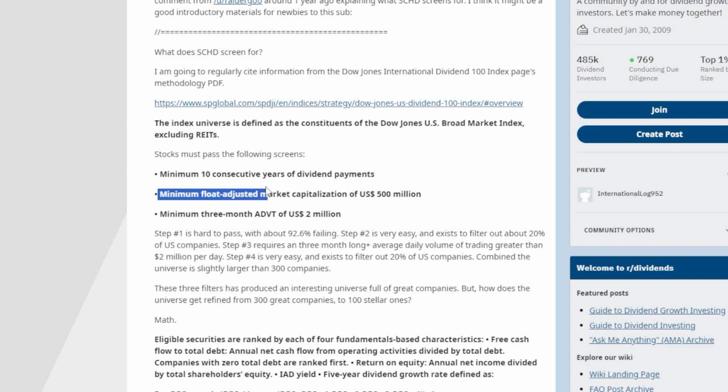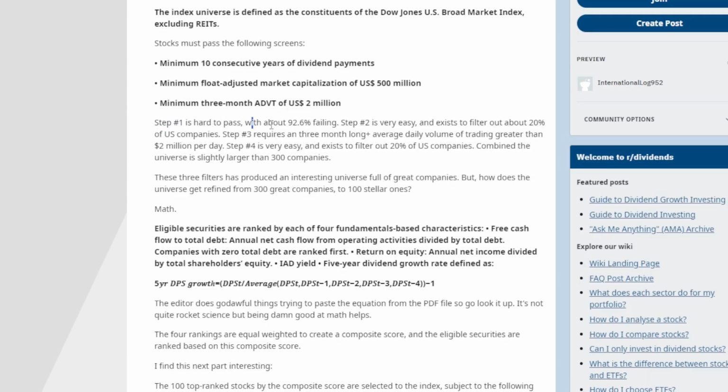Next, a minimum float-adjusted market capitalization of US $500 million. So also very important to make it into the bunch, the stock needs to have a minimum of $500 million market capitalization. Next is a minimum 3-month ADVT of US $2 million. They then said step 1 is hard to pass, with about 92.6% failing, which is again why I love that being one of the screenings. There are lots of different stocks out there that can make it with 3 years, 2 years, or 1 year of consecutive dividend payments, but the majority of stocks do not even make it past step 1.